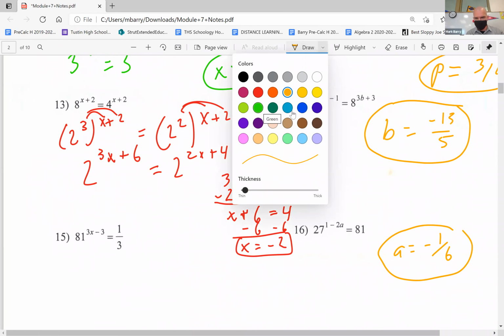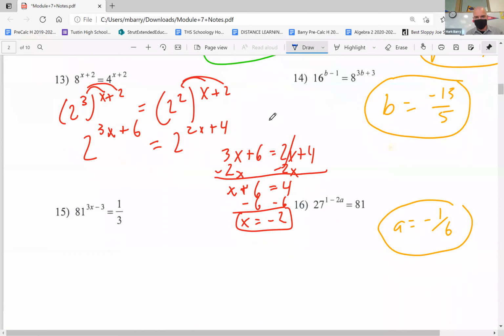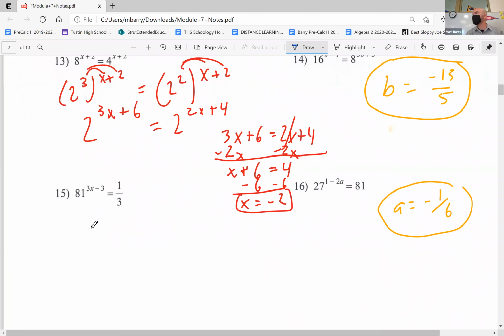Let me grab a good color. Let's go blue. Blue for UCLA, my college I went to, who won their tournament game, and they got another tournament game today. So hopefully they win again. All right.